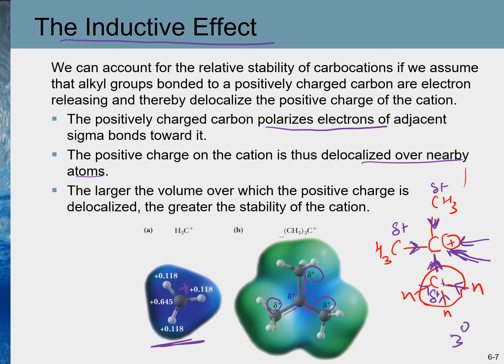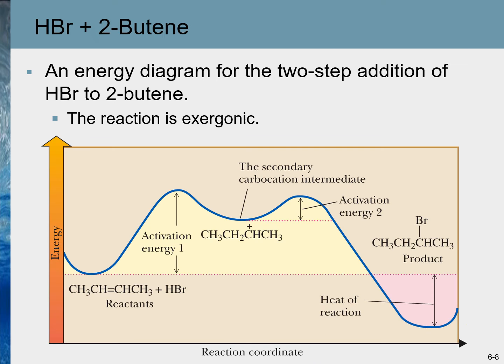So the order of stability of carbocations can be explained with the help of inductive effect. An energy diagram of addition of hydrogen bromide to 2-butene is shown here. This line represents the energy of reactants. Our reactants are 2-butene and HBr.